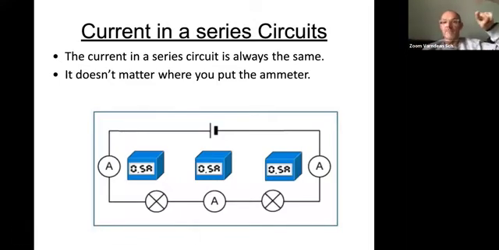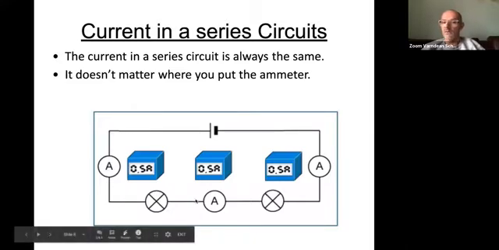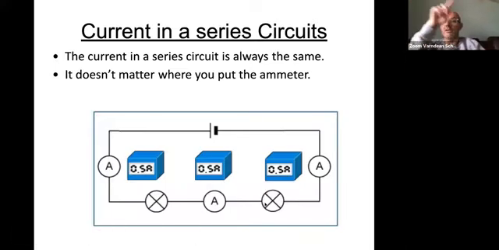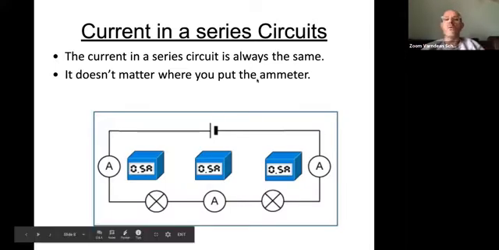And the reason for that is the electrons have to go that way. There's nowhere else to go. They have to go through there, then that one, then that one. So the same amount are going to go through at each point all the way around. There is nowhere else for them to go.